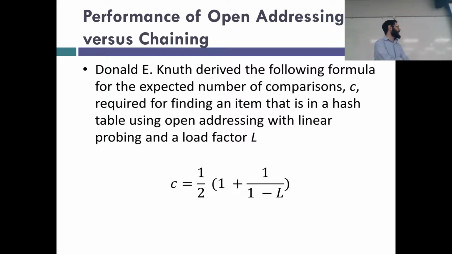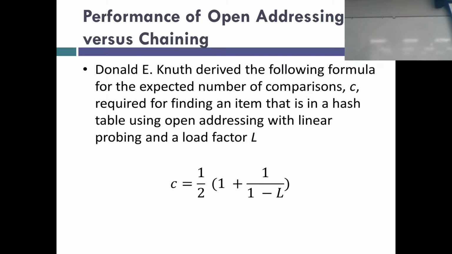One of the things he worked out was a formula for the expected number of comparisons that you have to do in a hash table that uses open addressing with linear probing. So with the one we implemented, not with chaining. Chaining uses a different equation.